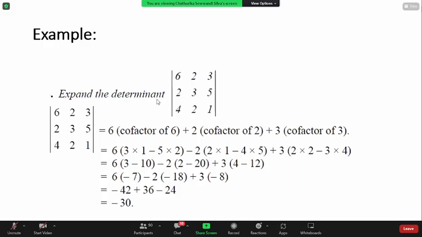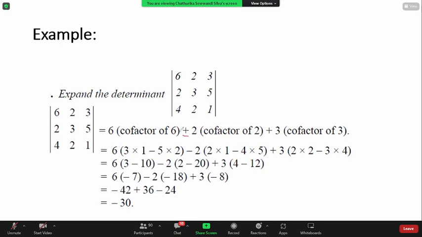So here, expand the determinant. You have been given a 3 by 3 matrix. When you are going to find the determinant with respect to the first row, it is 6 times the cofactor of 6. Within the cofactor of 6, definitely you need to find the minor. The cofactor of 6 is minus 1 to the power of... So here you will see 6 times cofactor of 6 plus 2 times cofactor of 2 plus 3 times cofactor of 3.